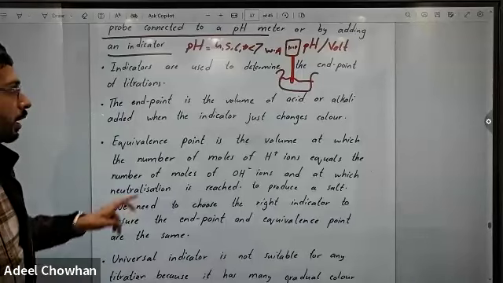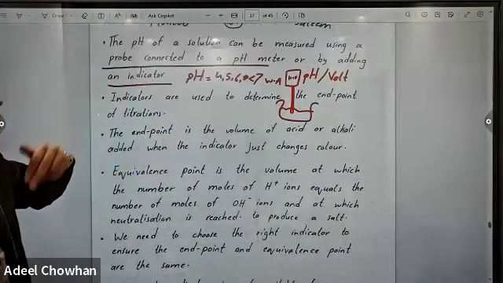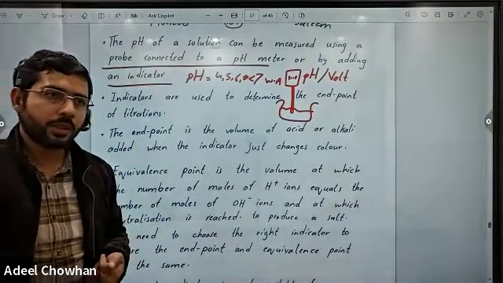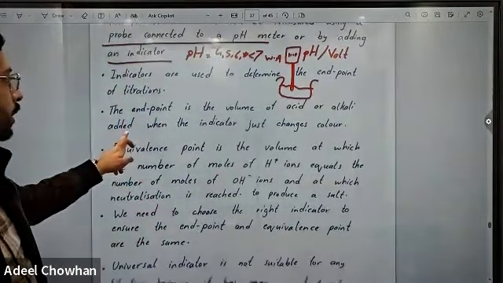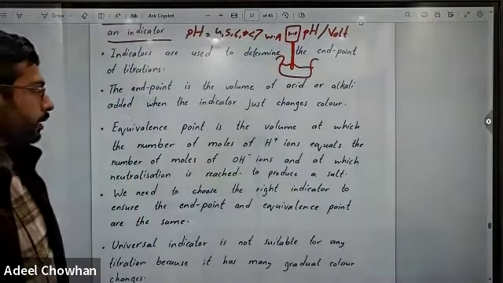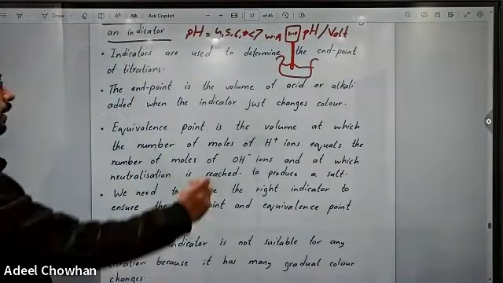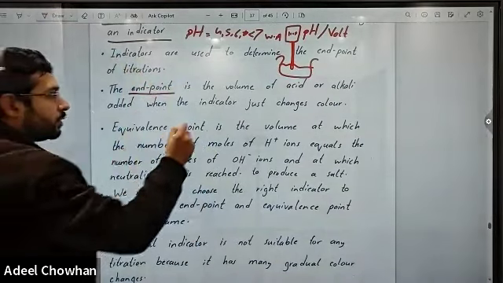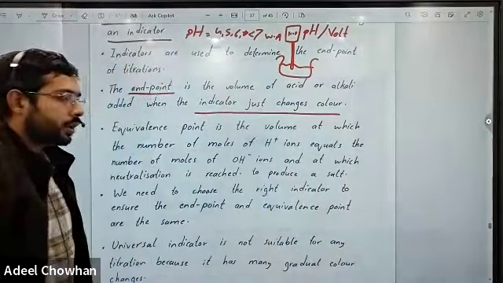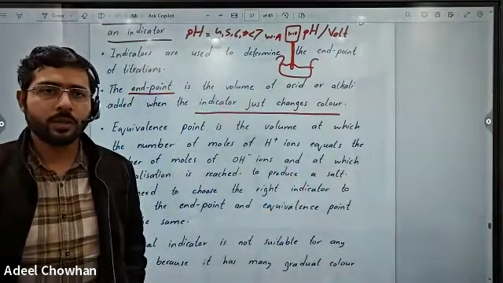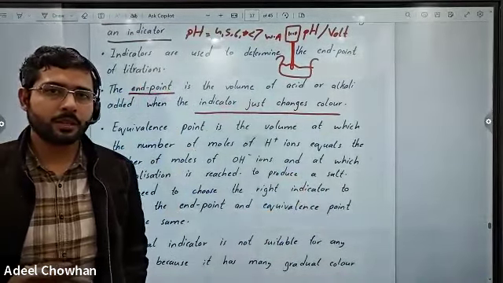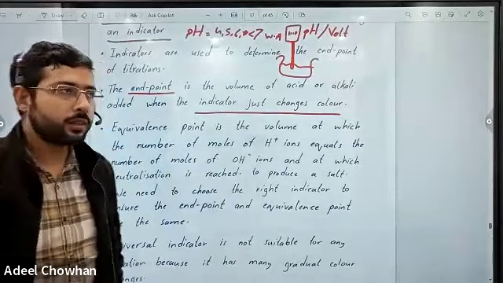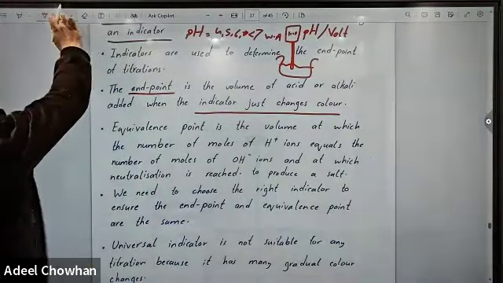Then we have the indicators. The indicators are basically the compounds which change their color in the presence of the acids or the basic solution. And what do we do in case of the indicators? We check the endpoint of the indicator, because at the endpoint the indicator changes its color. Indicators have their distinct colors in the acidic and the basic media or solution. So by observing those color changes, we can tell that the solution is of the basic or the acidic type.